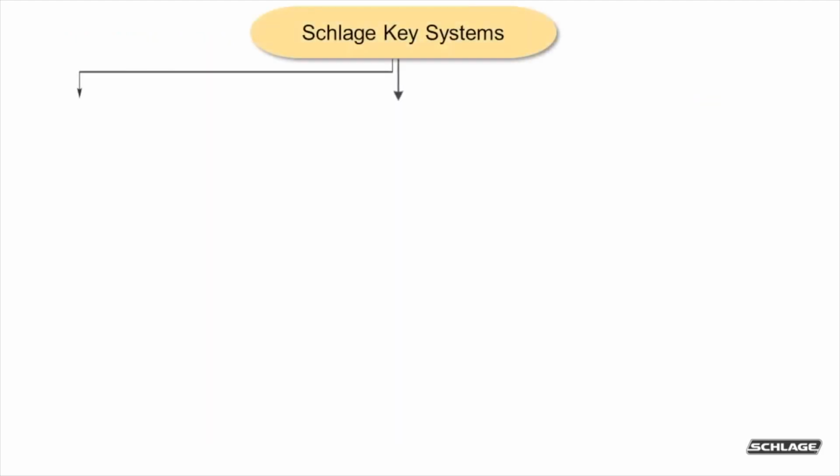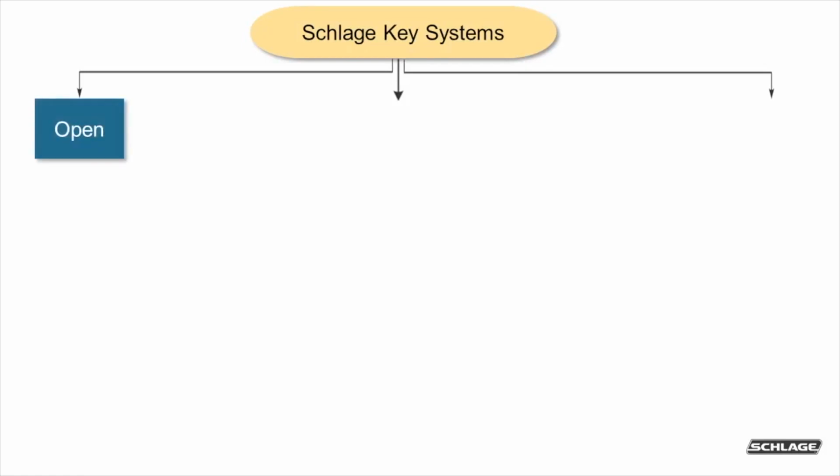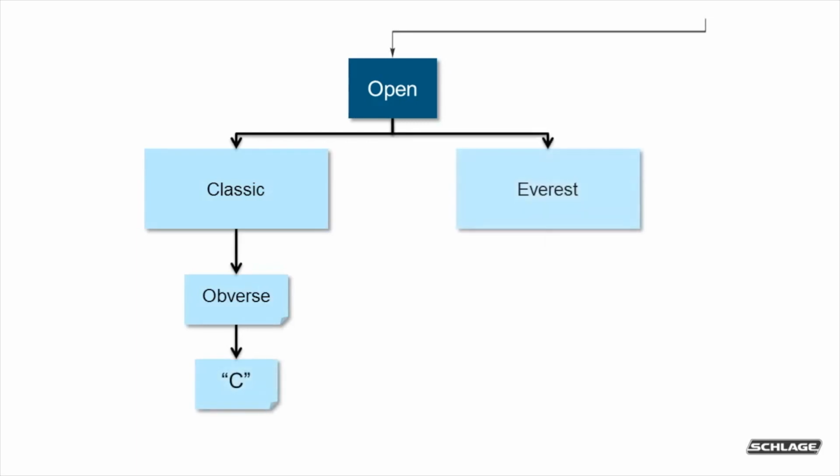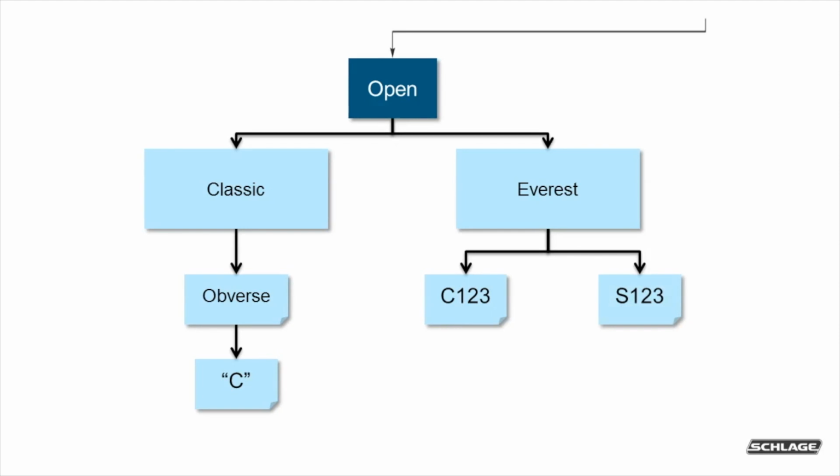Schlage's key systems can be organized into three families: open, restricted, and high security. Keyways in the open family can be purchased and keys made by anyone. The open family has two branches: the classic obverse keyways including the C and Everest. Within the Everest branch, there is the C123 branch. This branch is the original Everest branch, and C123 is the default keyway. The S123 branch is the Everest 29 side.